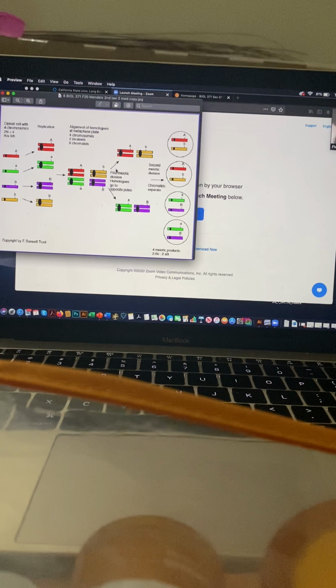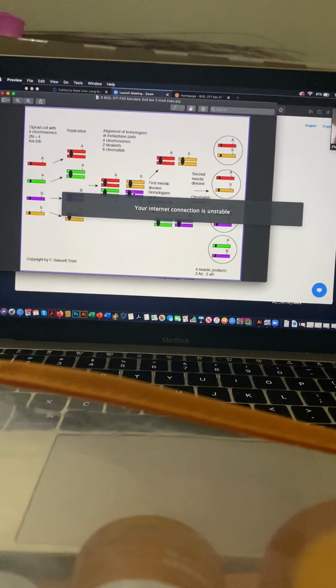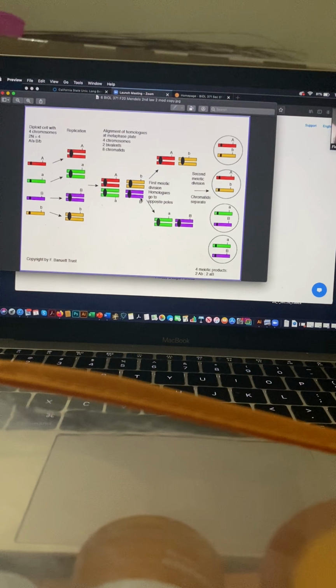Okay, so now the same chromosomes, replication, the homologs align at the metaphase plate, but now red aligns with green, orange with purple, but I switch the position. So before I had purple on top and orange at the bottom, and it does make a difference in the product that you get. So you have the first meiotic division.